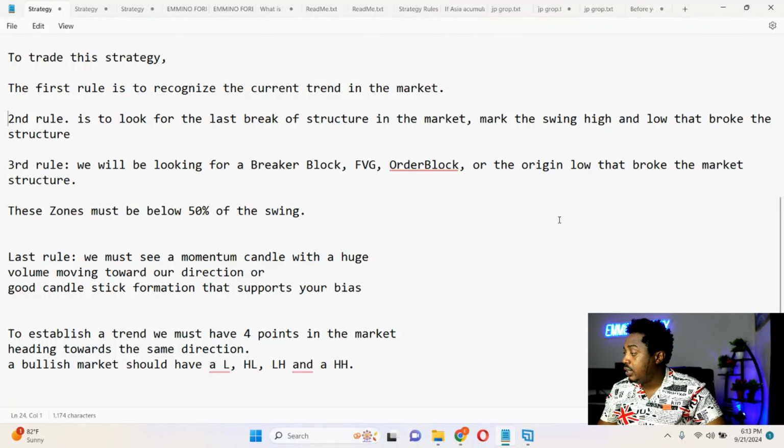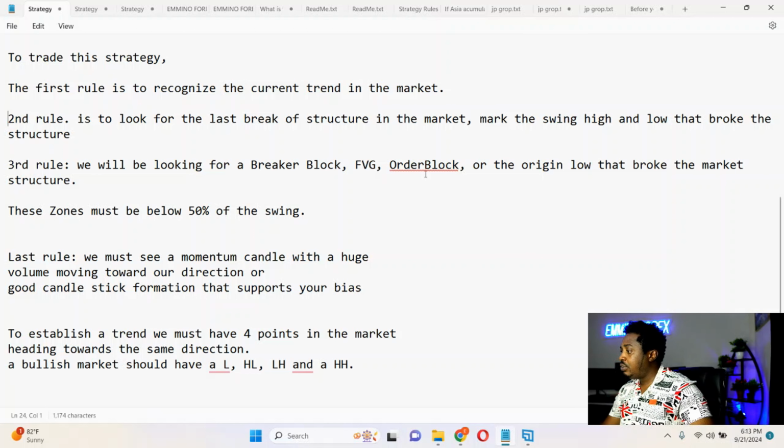The first rule is to recognize the current trend in the market. Don't worry, if you don't know how to recognize the current trend in the market, I'll be teaching you a simple trick on how to do that. Second rule is to look for the last break of structure in the market to mark the swing high and the swing low of the structure. Third rule, will be looking for a breaker block, fair value gap, order block, or the origin low that broke market structure. Now, all these zones that we are looking for must be below 50% of the swing. You understand? It must be below 50% of the swing that broke the market structure.